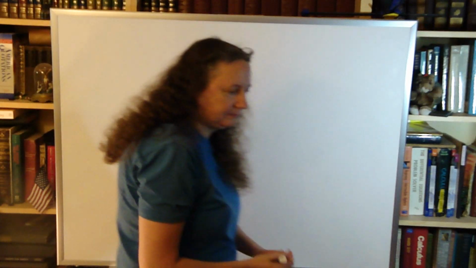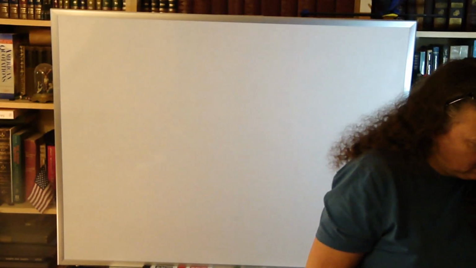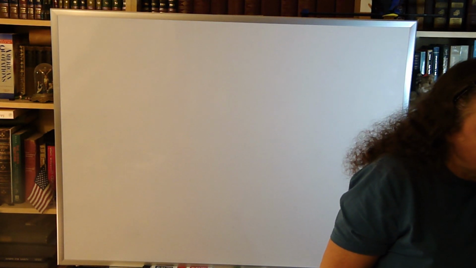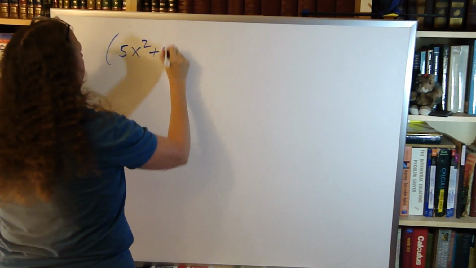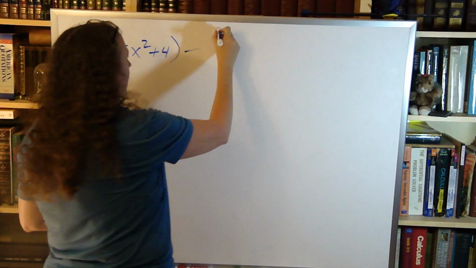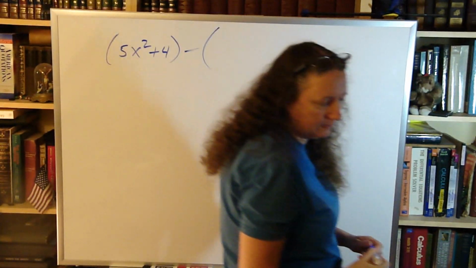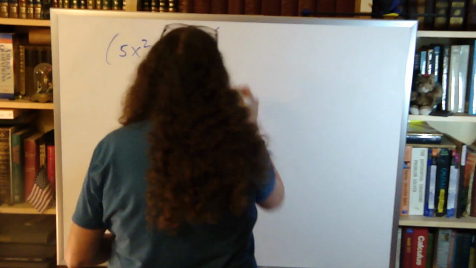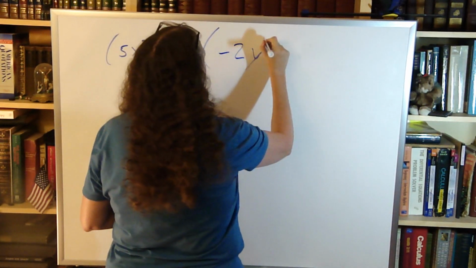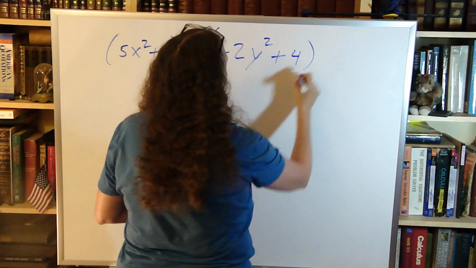Next problem. 5x squared plus 4 inside the first set of parentheses, minus sign, open a new set of parentheses, negative 2y squared plus 4.